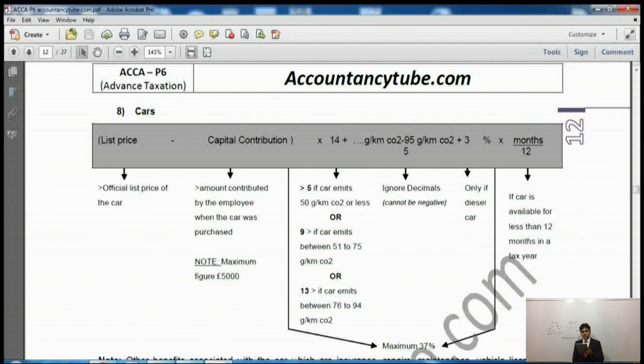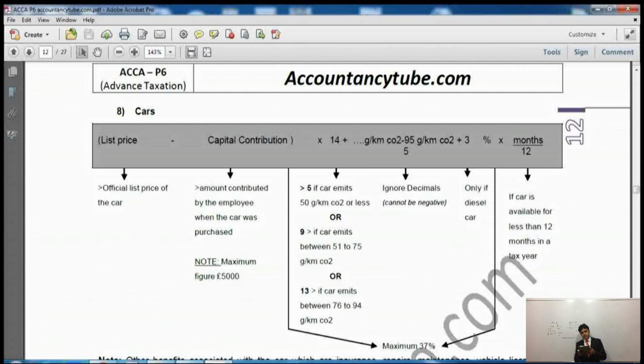Then you will have to deduct capital contribution. Now capital contribution is the amount which is paid by the employee when buying the car. Say for example the cost of the car was 15,000 pounds, but the employee said I will pay 5,000 pounds as well. So the employee is paying 5,000 pounds and the rest is paid by the employer. So whatever the employee is paying towards the car, it will be deducted. However, there is a maximum limit which can be deducted while calculating this. Say for example the employee has contributed 10,000 pounds, but in this formula you can only deduct a maximum of 5,000 pounds. You cannot deduct more than that, right? As far as this formula is concerned.